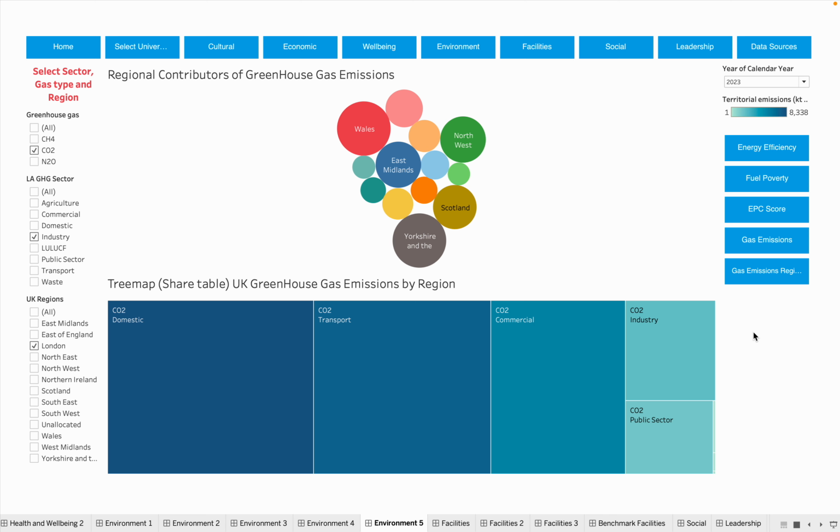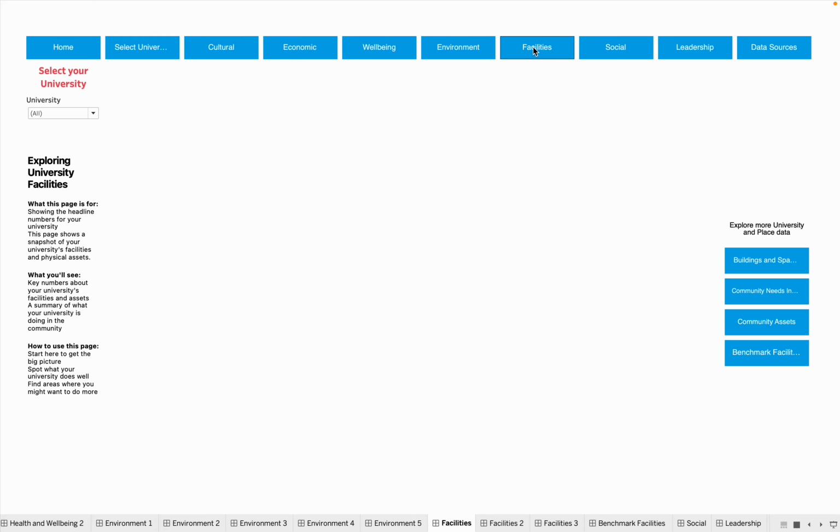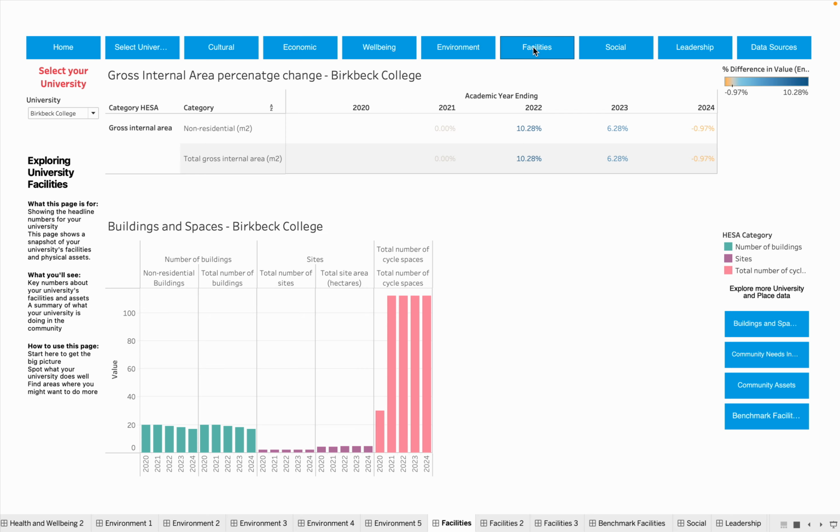Okay, so this is the end of environmental impact. I can see that we have looked at everything here, and now I can navigate to the next domain, and that's facilities. For facilities, the first thing we see is the gross internal area percentage change for our university and a detailed breakdown of buildings and spaces. And as usual, you have some explainer on the side.